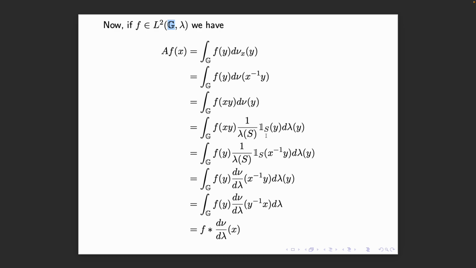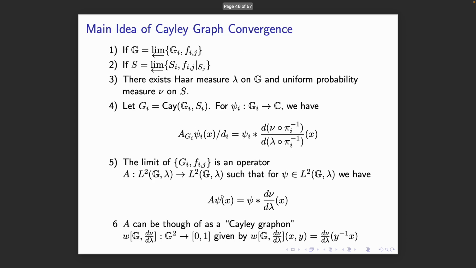And we're going to do another change of variables to express this as a convolution. So we have f(xy), and we do y goes to x inverse y. Now this is the Radon-Nikodym derivative at x inverse y. Remember when I defined this, I said if nu is symmetric, then d nu d lambda of x inverse y is going to be equal to d nu d lambda of y inverse x, and voila, we have f convolved with d nu d lambda at x. Now this is really a beautiful characterization of the limiting object, I think.